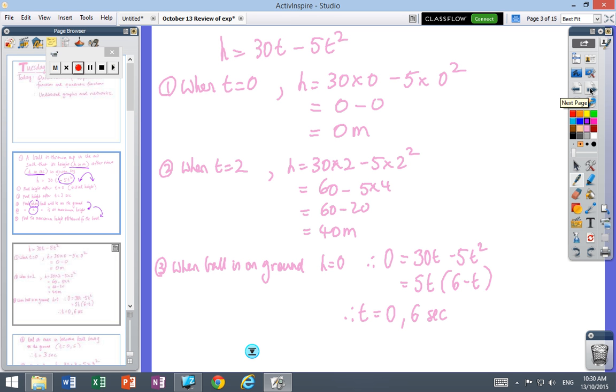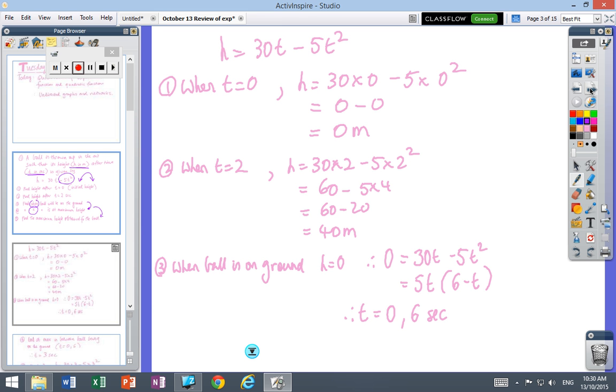Okay, the formula is 30t minus 5t squared. The formula stays the same, obviously. When t equals 0, you get 30 times 0 minus 5 times 0 squared, 0 minus 0. So at t equals 0, the ball is on the ground. m for meters. Because we're measuring something, you have to put a unit. If by chance you forget your units for the whole question, you'll only lose half a mark. You're not going to lose half a mark every time.